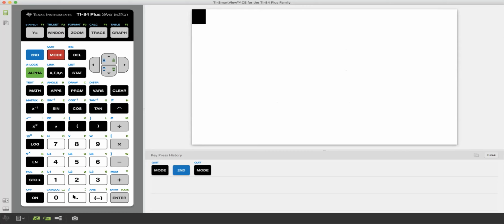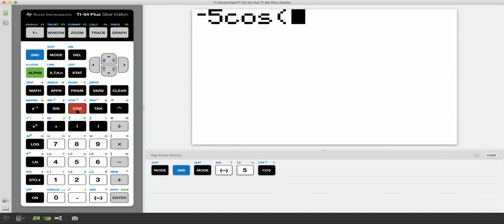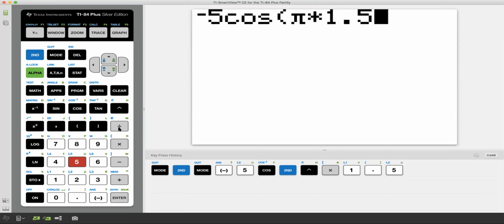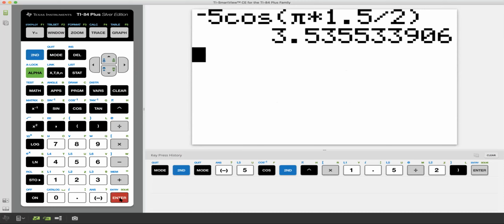Now I'm going to plug in the formula, -5 cosine, and then it's pi over 2 times t. I'm going to put in pi, and then I'm going to do times the t, because those are all in the numerator, right? And then divide by 2. Okay, that's the same as pi over 2 times t. So that's a good way to put it into your calculator. And we've got our answer. To the nearest hundredths, that would be 3.54.